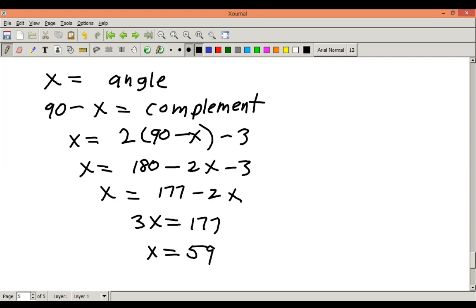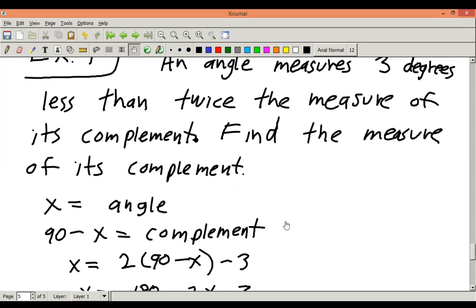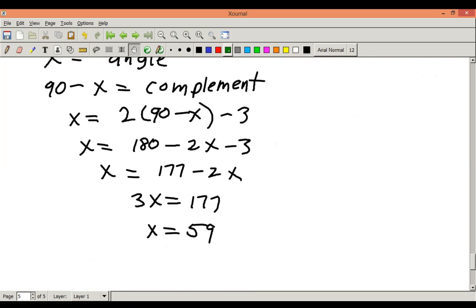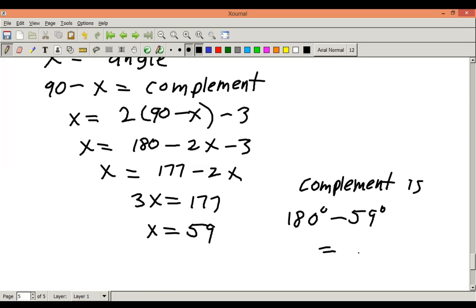Okay, so we're not done then, because remember, x stands for the angle. If you go back and reread the question, it says find the measure of the complement of the angle. So we actually have to go one more step and say, well, the complement is 90 minus that 59. So the complement then is 31 degrees.